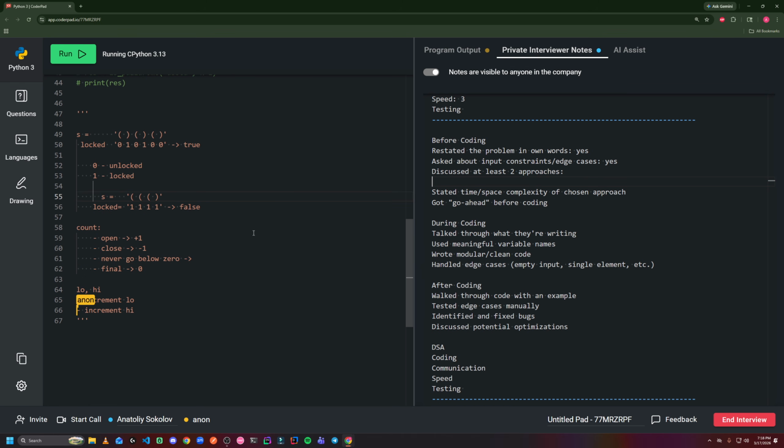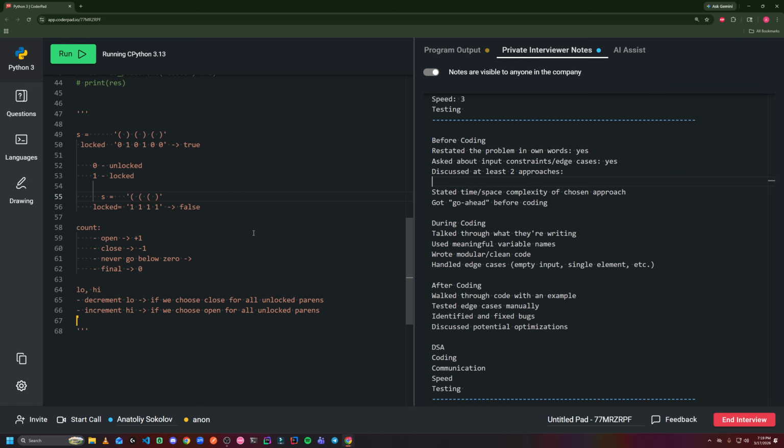So it's almost like low is if we choose closed for all unlocked parens, and high is if we choose open for all unlocked parens. I see. So it's like the count, the difference, the count of open minus closed.